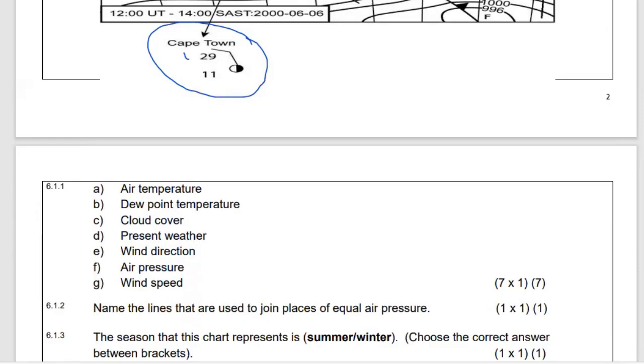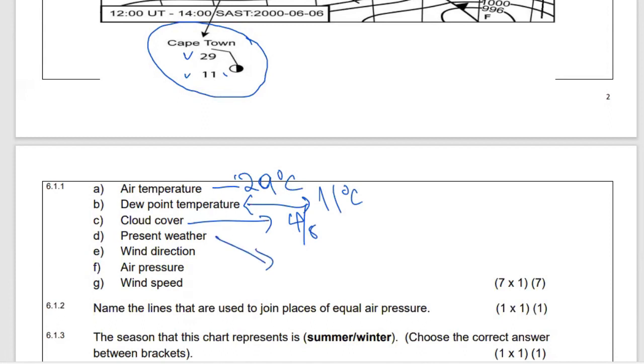There's 29, you can see there, and there's 11. So when we're talking of air temperature, we said that is the maximum. Between the two, 29 and 11, it means 29 degrees Celsius. That's the air temperature. And then the dew point temperature automatically becomes the lower, the smaller number, which is 11 degrees Celsius. Then if we check on cloud cover, we find it in the circle here. The shaded part of the circle is indicating the cloud cover. So our cloud cover is 4/8.